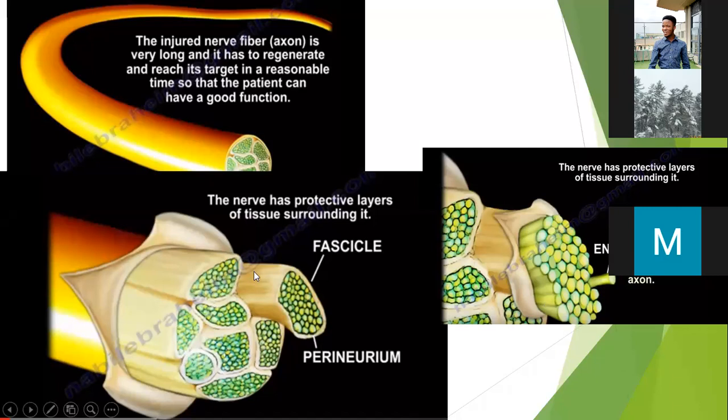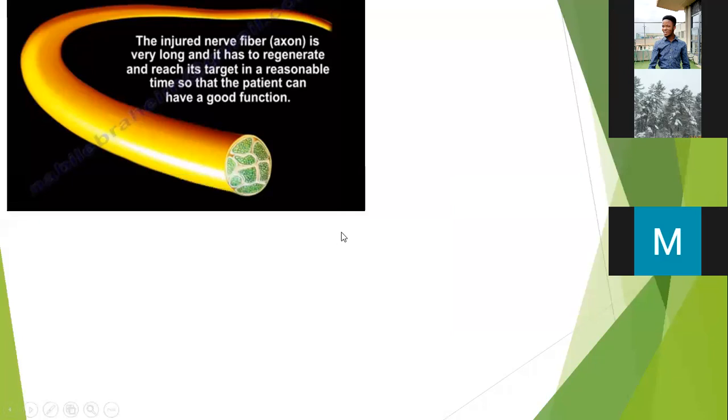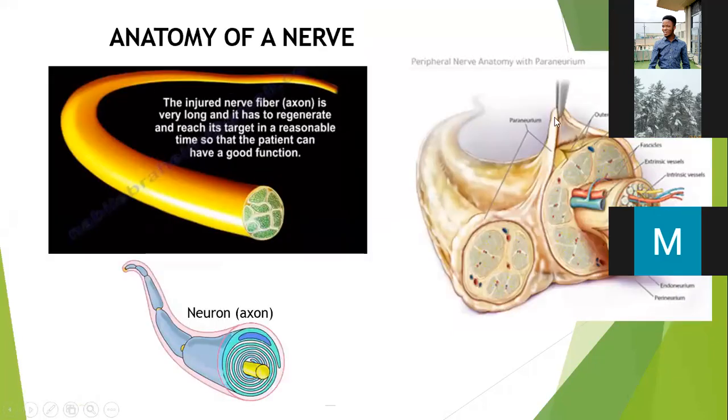And then you can have two bundles and they are held together by a neurium. So like what we had here, you can see that on the outside, holding these two bundles together is the paraneurium. Then the one that is holding the fascicles together is the epineurium. And then you have the perineurium, and then from the perineurium, endoneurium.